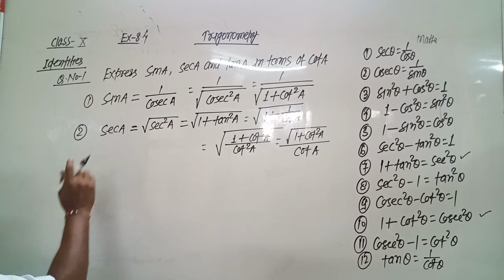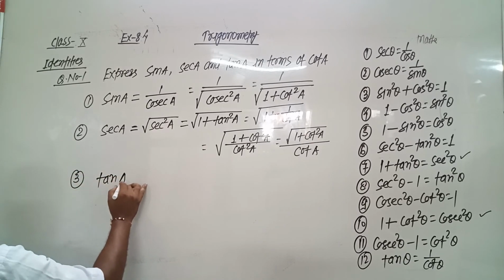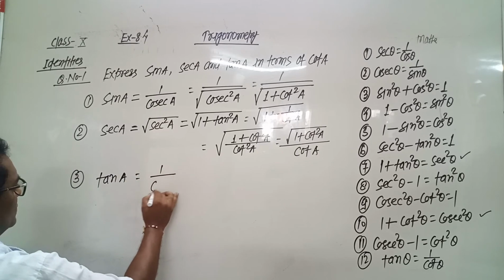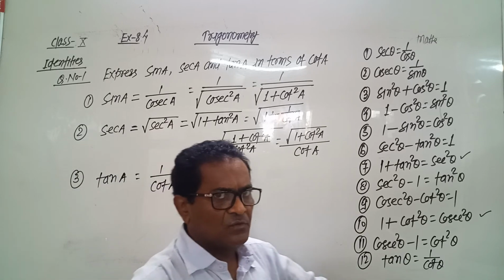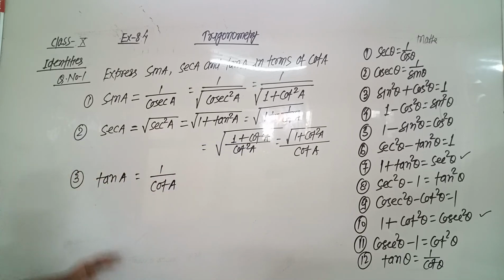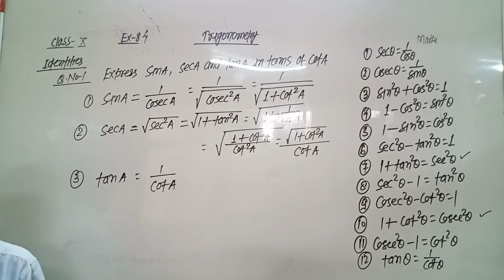Now we have to express tan A in terms of cot A. So tan A is written as 1 by cot A. Tan theta equals 1 by cot theta. So this is the way to express any trigonometric ratio in terms of any other.